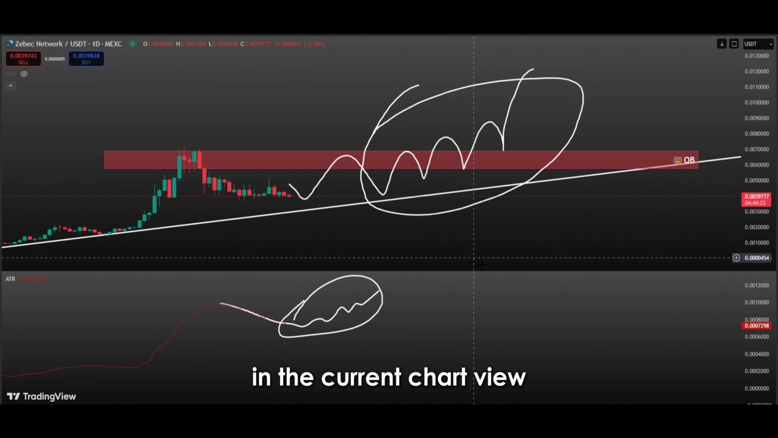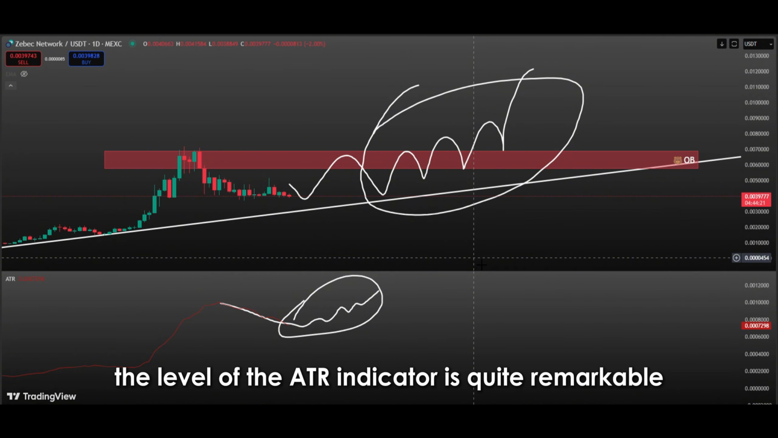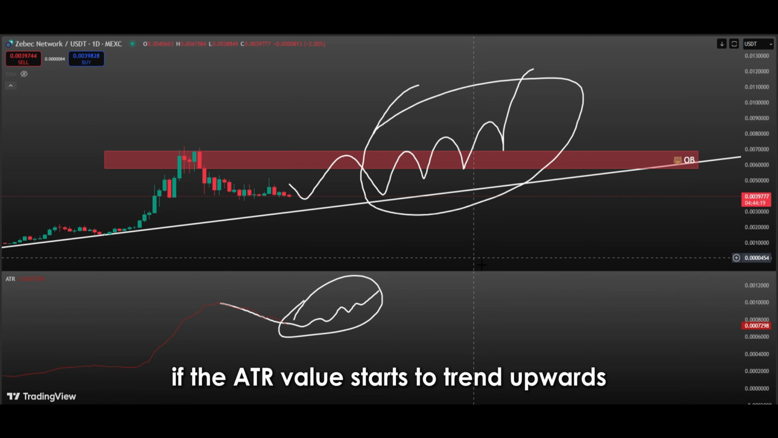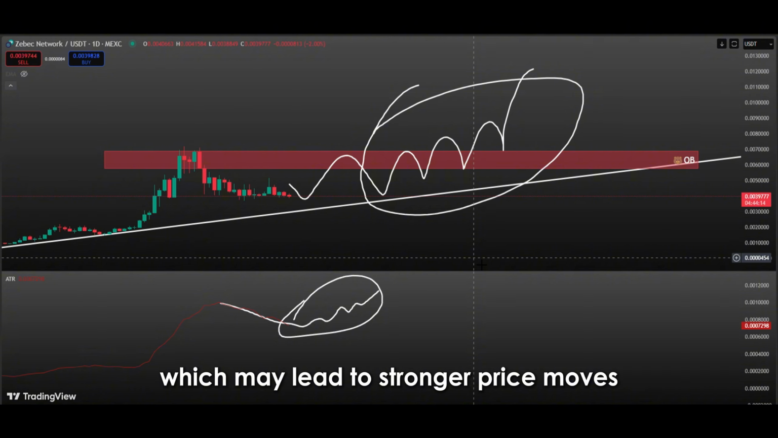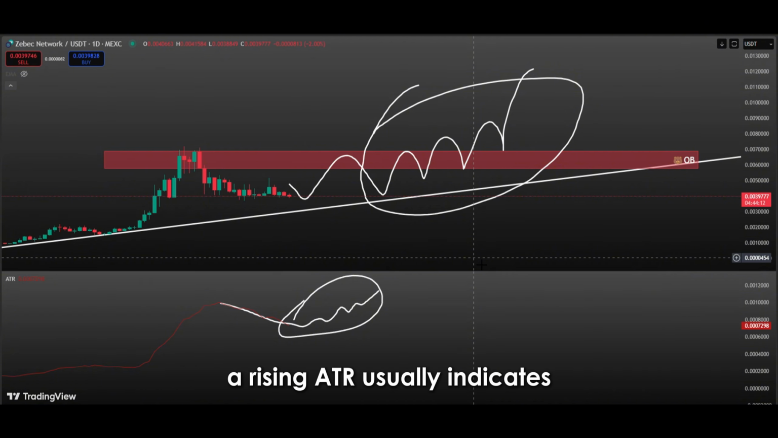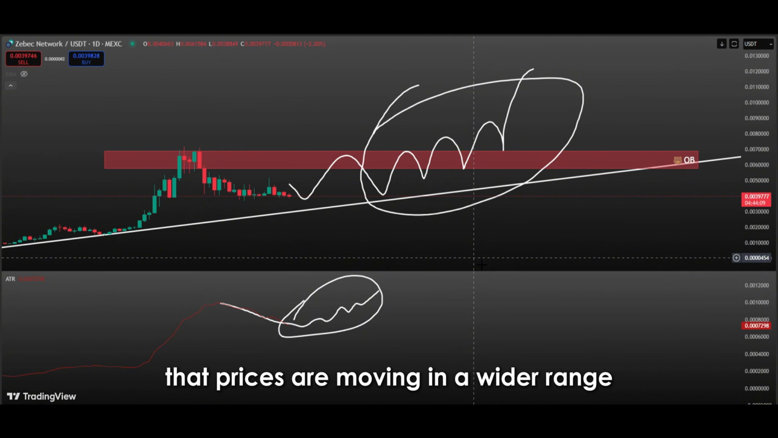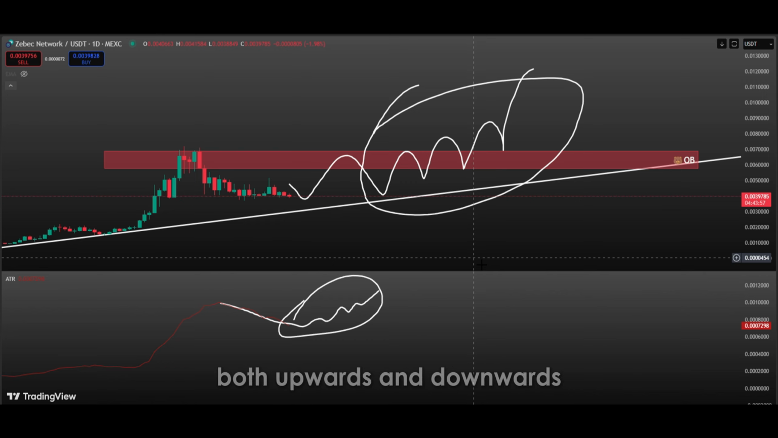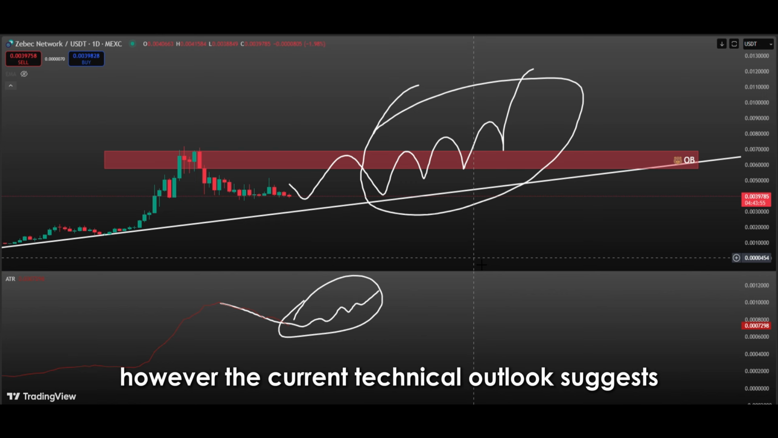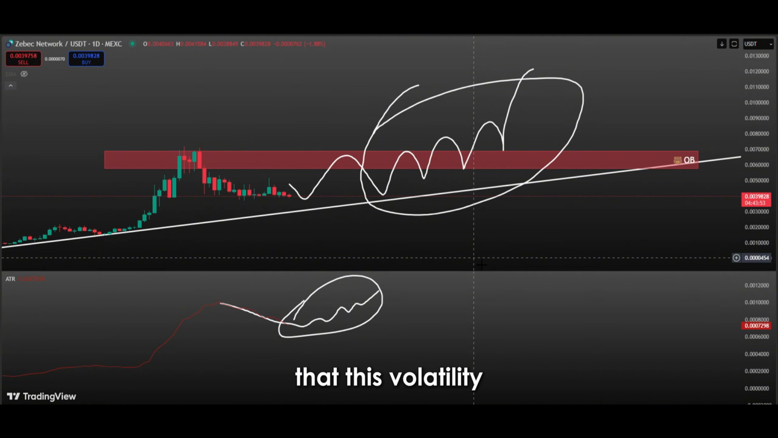In the current chart view, the level of the ATR indicator is quite remarkable. If the ATR value starts to trend upwards, this indicates that the market activity may increase, which may lead to stronger price moves. A rising ATR usually indicates that prices are moving in a wider range rather than being stuck in a narrow band, providing more opportunities for traders. This is especially important for traders because increased volatility means that prices can make sharp moves both upwards and downwards. However, the current technical outlook suggests that this volatility could develop in a way that supports upward price movements.